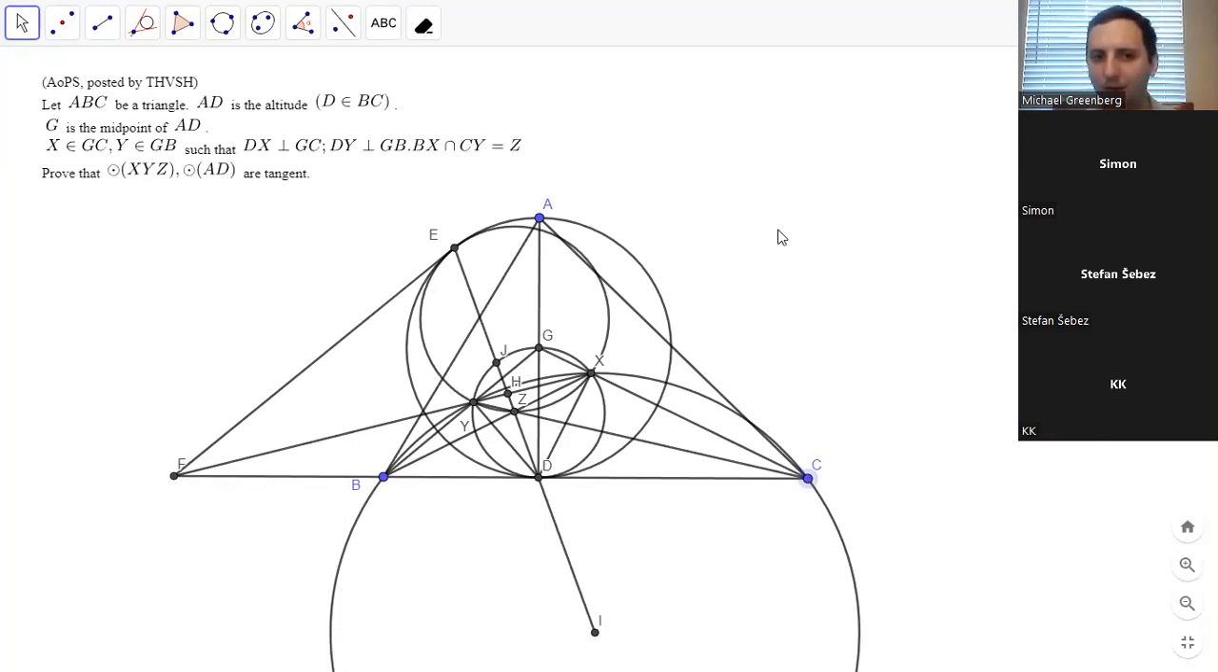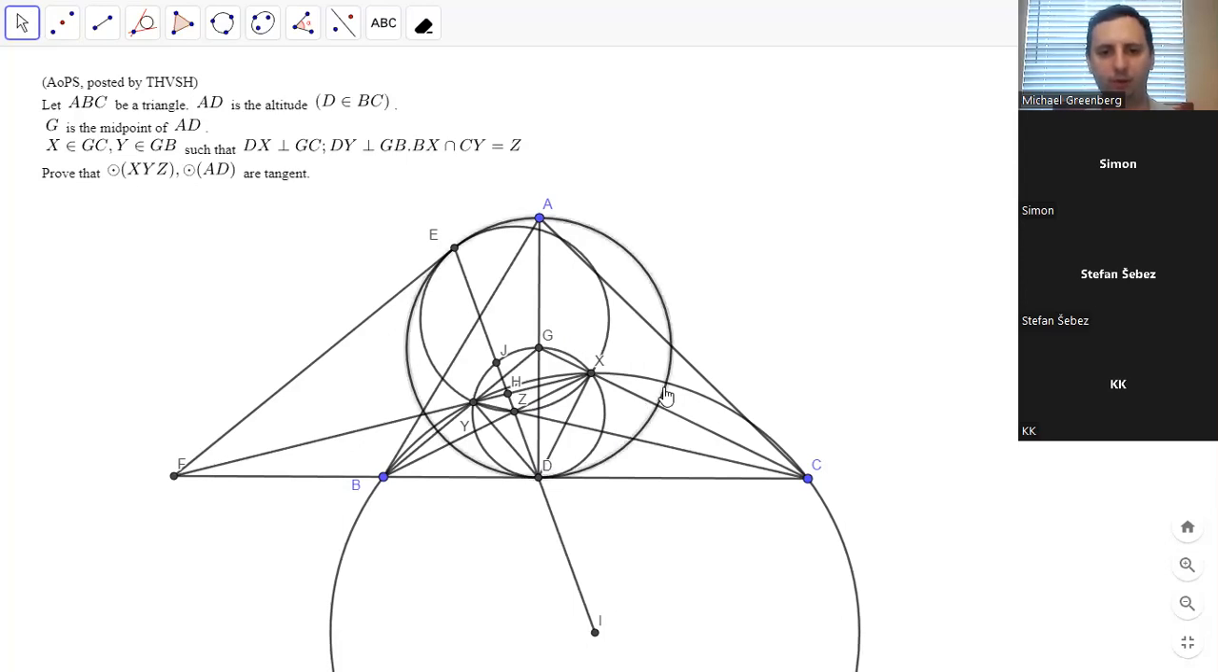I think inversion around BYXC is really good. I haven't proved any of this, but it looks like AED stays the same and XYZ inverts to XYD. If we could prove those 2 claims, we would be done, since XYD and AED are obviously tangent at D.